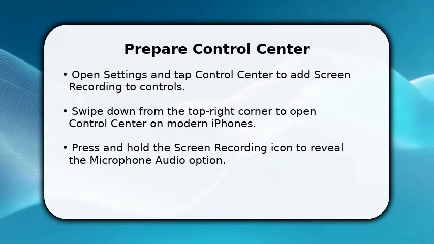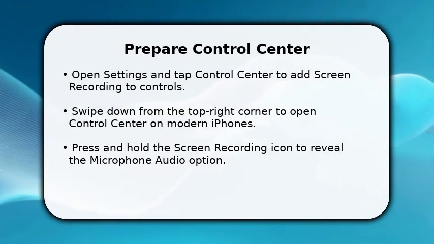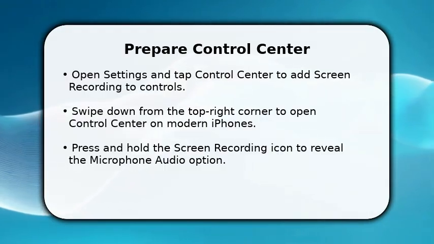Open Settings and tap Control Center to add screen recording to controls. This step ensures the record button appears when you swipe. Swipe down from the top right corner to open Control Center on modern iPhones. Use older models with a home button by swiping up instead.